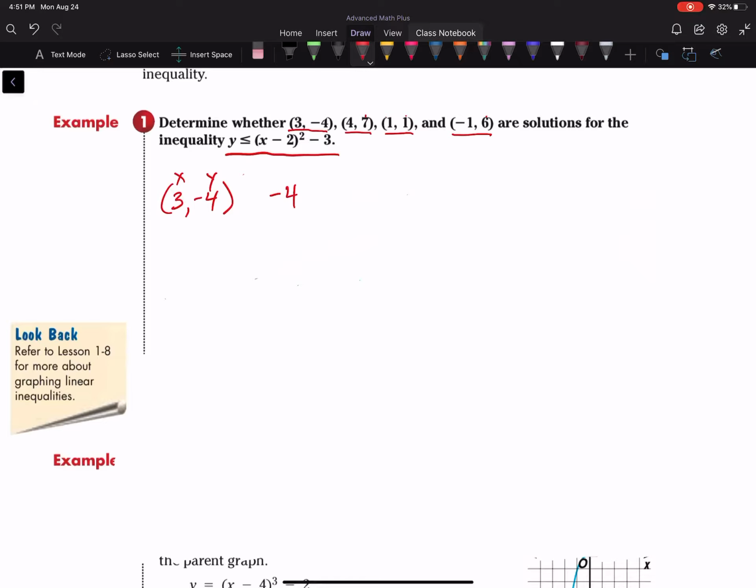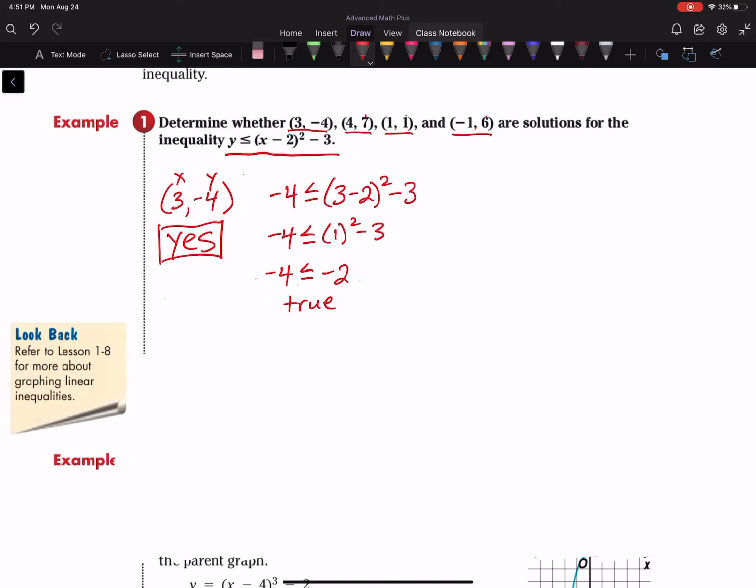So -4 is less than or equal to (3 minus 2) squared minus 3. And you simplify both sides. That will be 1 squared minus 3, which is -4 is less than or equal to -2. That is true. Therefore, (3, -4) is a solution to that inequality.